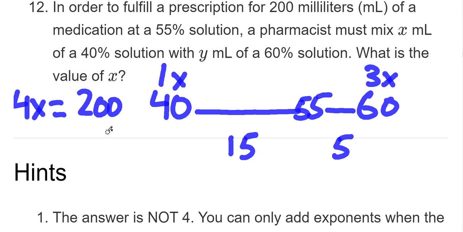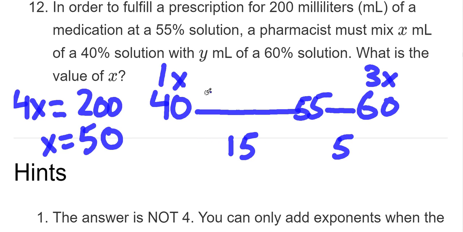Okay. And I want the value of x. So x is just going to be 50. Divided by 4, we get 50. So when you're mixing a 40% and a 60% to get a 55%, you have to have more of the 60%. And this tells you the ratio. It has to have a 5 to 15 ratio.